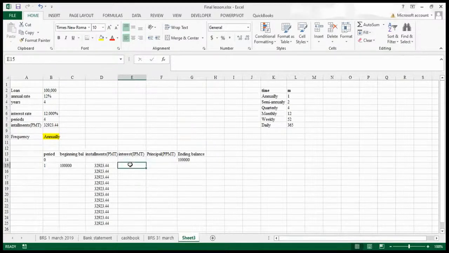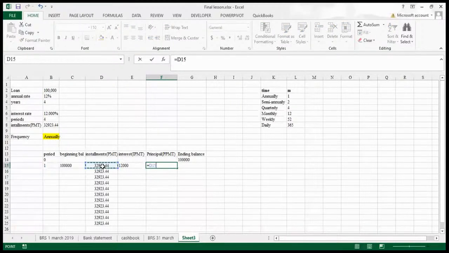So I want us to see how we will get interest, both using the manual way and using the IPMT function. Interest is equal to beginning balance multiplied by the rate. So it is equal to beginning balance, then we multiply by the rate, which is interest rate here. If I enter, I am getting 12,000. How do I get principal amount? It is equal to the fixed payment minus the interest component.